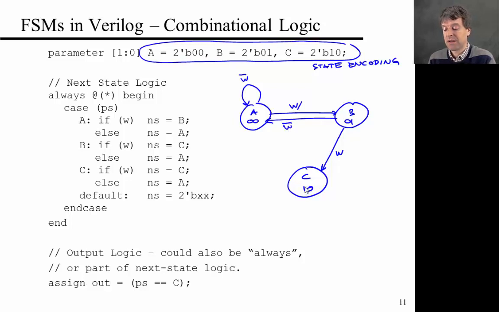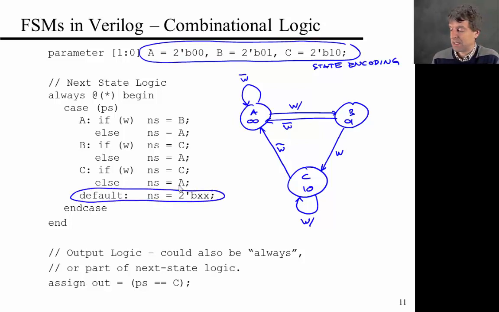Finally, if I'm in C and W is true, then I'm staying here. And else, I'm going to A. Okay, so just from this code, it's very intuitive how you can derive the state diagram for the system. This part here is important and it's necessary. They really need this.